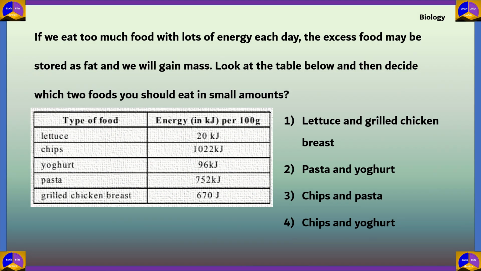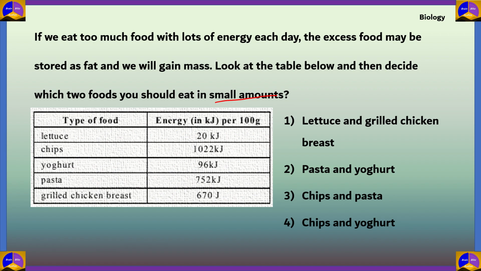Next question. If we eat too much food with lots of energy each day, the excess food may be stored as fat and we will gain mass. Look at the table below and then decide which 2 foods you should eat in small amounts. Option 1, lettuce and grilled chicken breast. Option 2, pasta and yogurt. Option 3, chips and pasta. And option 4, chips and yogurt.